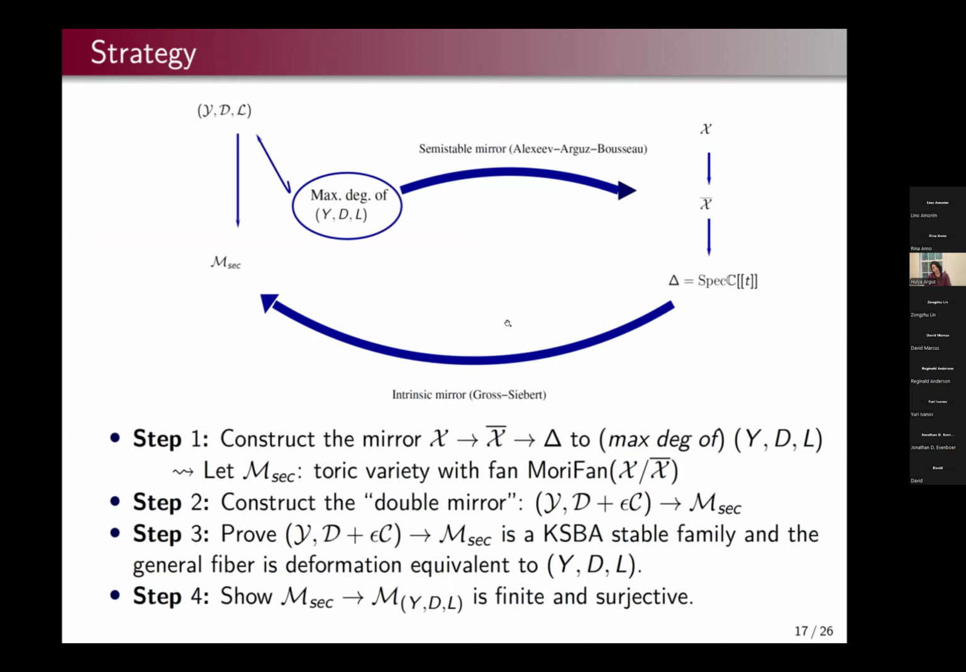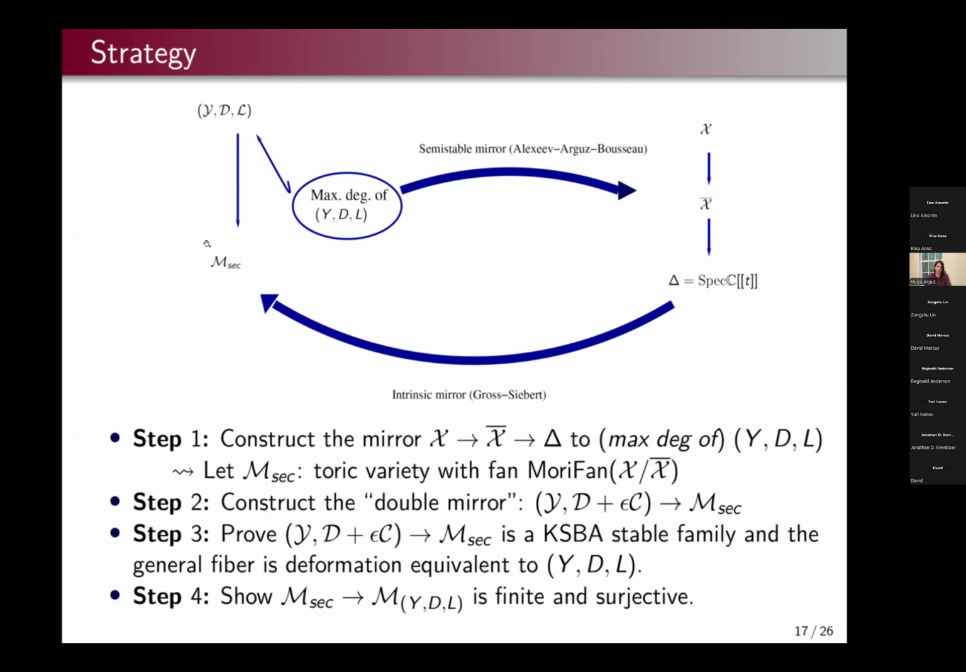So using the intrinsic mirror symmetry framework over the toric variety M sec, by which I denote the toric variety whose fan is the Mori fan of X, we show we can construct a family by DL. Furthermore, we show that this family has general fiber which is deformation equivalent to the original YDL. And furthermore, that this family consists of KSBA stable pairs, namely it satisfies the stability condition.